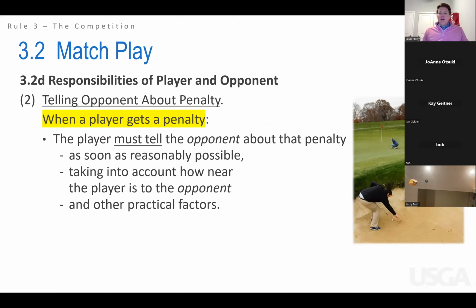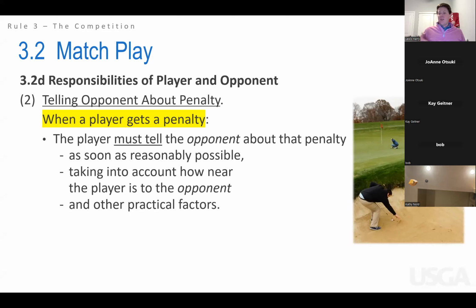When we get a penalty, a lot of times throughout a match, sometimes we might get a penalty. Maybe we take relief from a penalty area, or we have an unplayable ball, or maybe our ball moved and we caused it to move. When we get a penalty, we got to tell our opponent about that penalty as soon as possible. Sometimes it might be really easy. They might be standing right next to you. Hey, just FYI, I took relief there for a 1-stroke penalty.